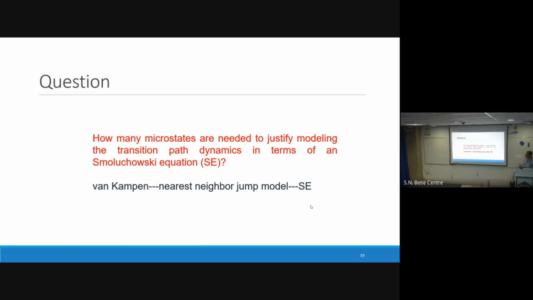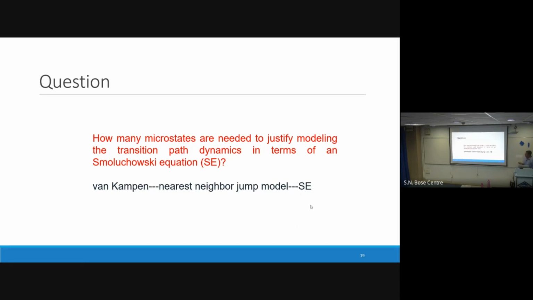So what could be the solution? The only solution will be the master equation approach or microstate approach that one can use. And the question will be how many microstates are needed to justify the Smoluchowski equation or the experiments. So in the simplistic model Van Kampen used in his non-equilibrium book, he used a nearest neighbor jump model between the microstates, and he explained that for any arbitrary potential one can ultimately reach the Smoluchowski equation.